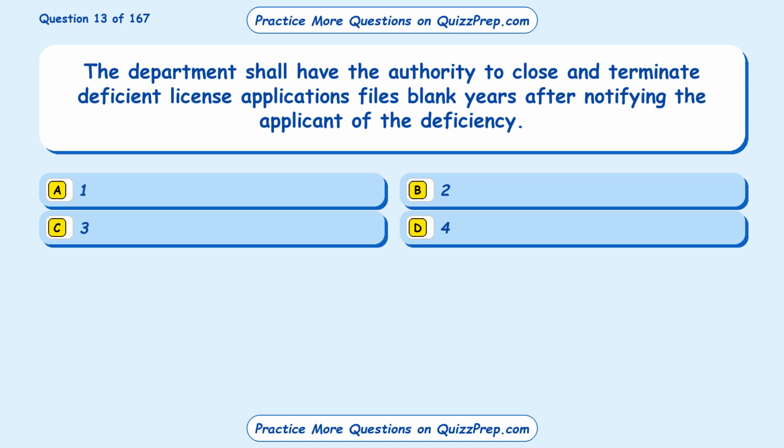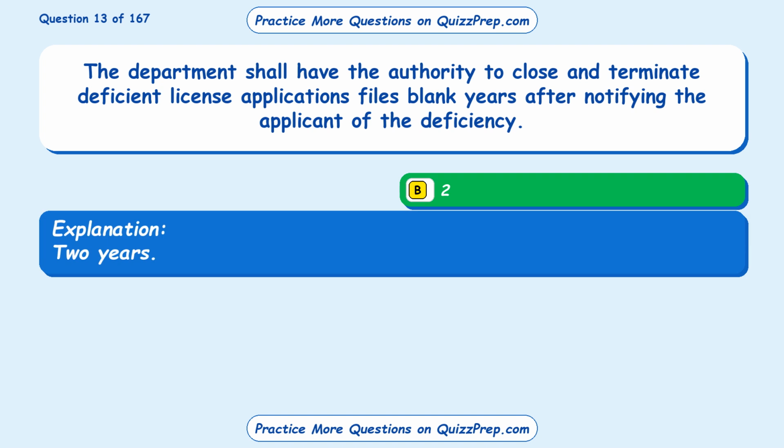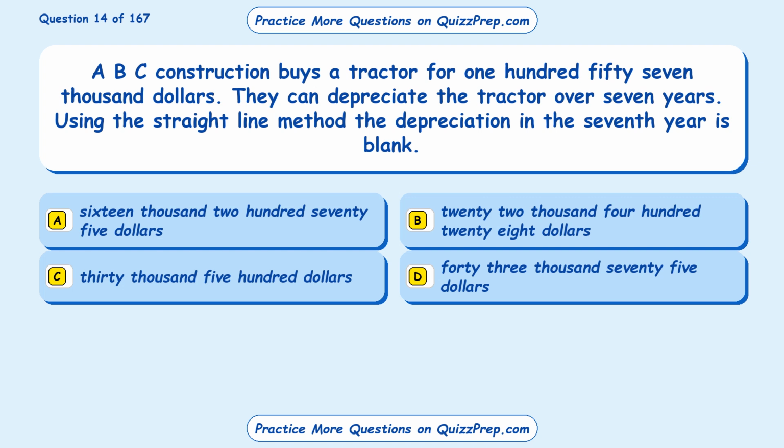Question 13. The department shall have the authority to close and terminate deficient license applications files blank years after notifying the applicant of the deficiency. Option A 1, Option B 2, Option C 3, Option D 4. The correct answer is Option B, 2 years.